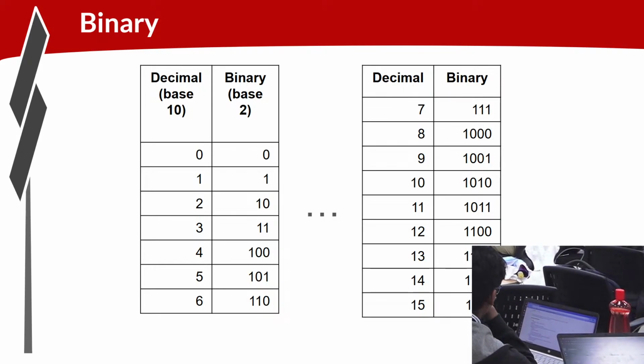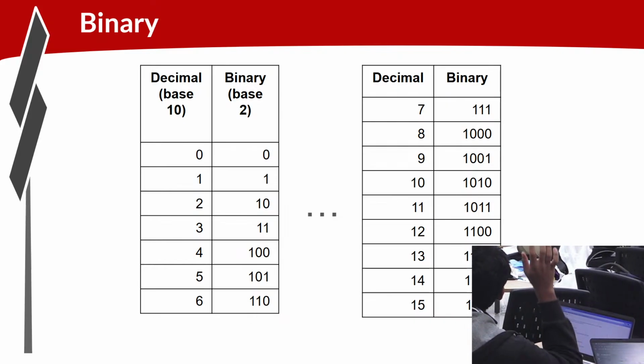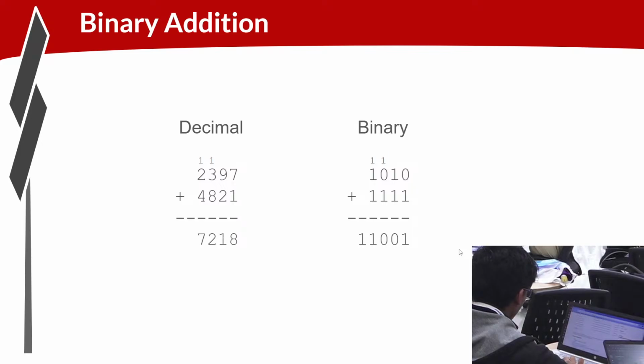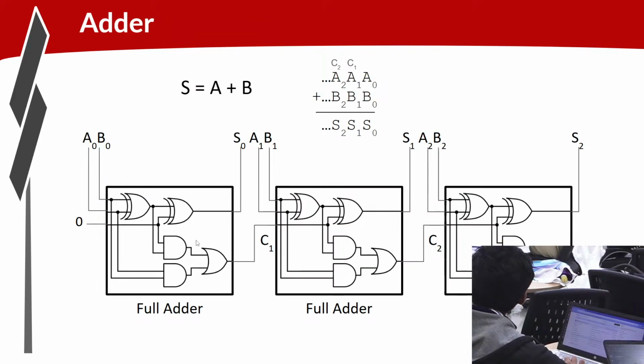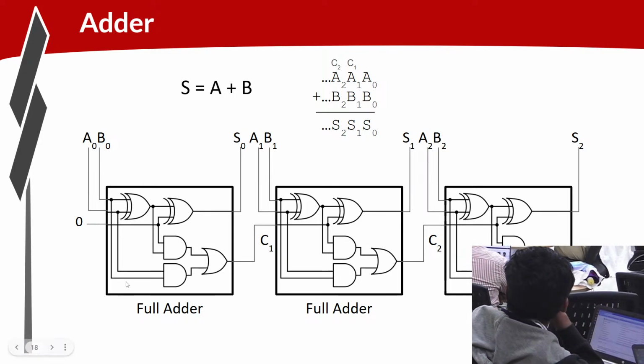Everyone comfortable with binary? If you don't raise your hand, I'm going to go over it. Adding in binary, same as decimal, but you only have 2 digits to work with. So the circuit that we were looking at, the full adder, happens to be one that computes the addition of 2 bits, and you can chain them together to do computation of multi-bit numbers.